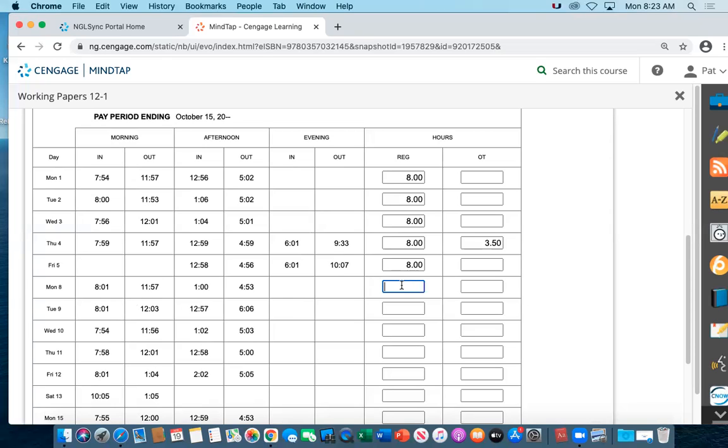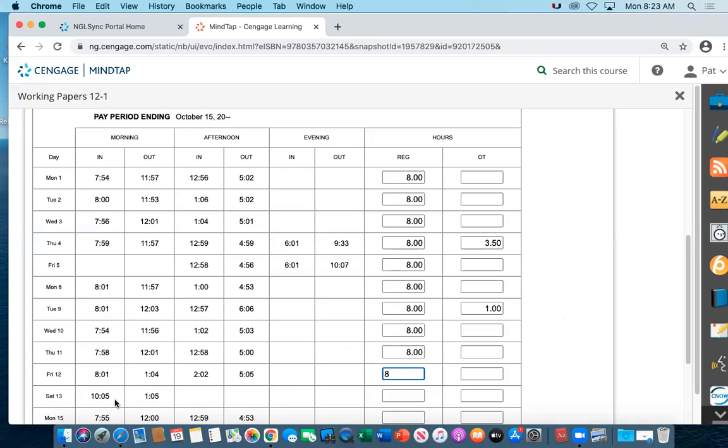8 to noon, 1 to 5, 8 hours. 8 to noon, 1 to 6. So we got 1. All right, so we have 8 hours here, but they worked 1 more hour on the Tuesday the 9th, right? So we got to put 1 hour of overtime. 8 to 12, 1 to 5, 8 to 12, 1 to 5. Again, we're rounding all the time. 8 to 1, 2 to 5 is still 8 hours. A little different though, right? They took lunch a little later.